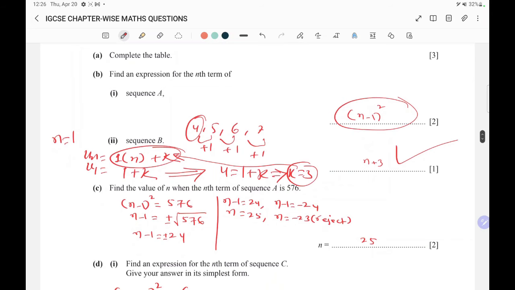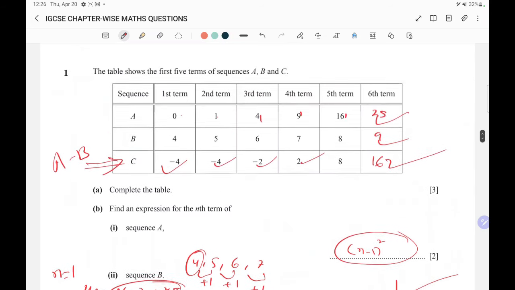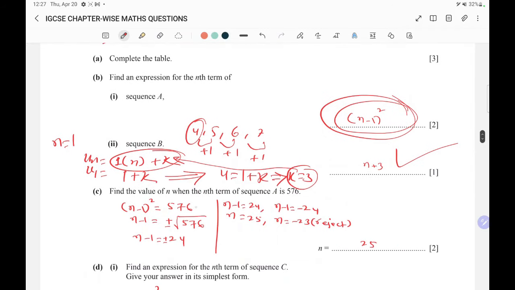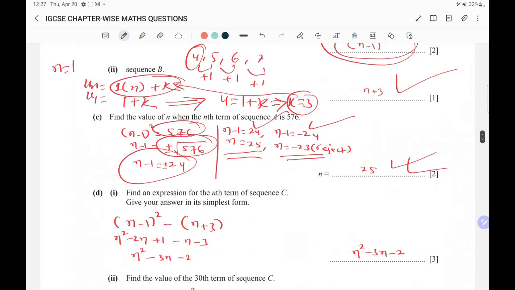Now find the value of n when the nth term of sequence A is 576. The nth term is n minus 1 whole squared, so n minus 1 whole squared is 576. n minus 1 is plus or minus the root of 576, which is plus or minus 24. n minus 1 is plus 24, or n minus 1 is minus 24. n will be 25, or n will be minus 23. n cannot be negative, so n should be 25 only.